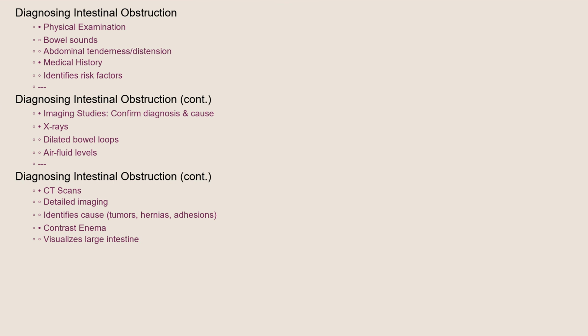X-rays of the abdomen can reveal dilated loops of bowel and air fluid levels. CT scans are more detailed and can help identify specific causes like tumors, hernias, or adhesions. In some cases, a contrast enema may be used to visualize the large intestine.